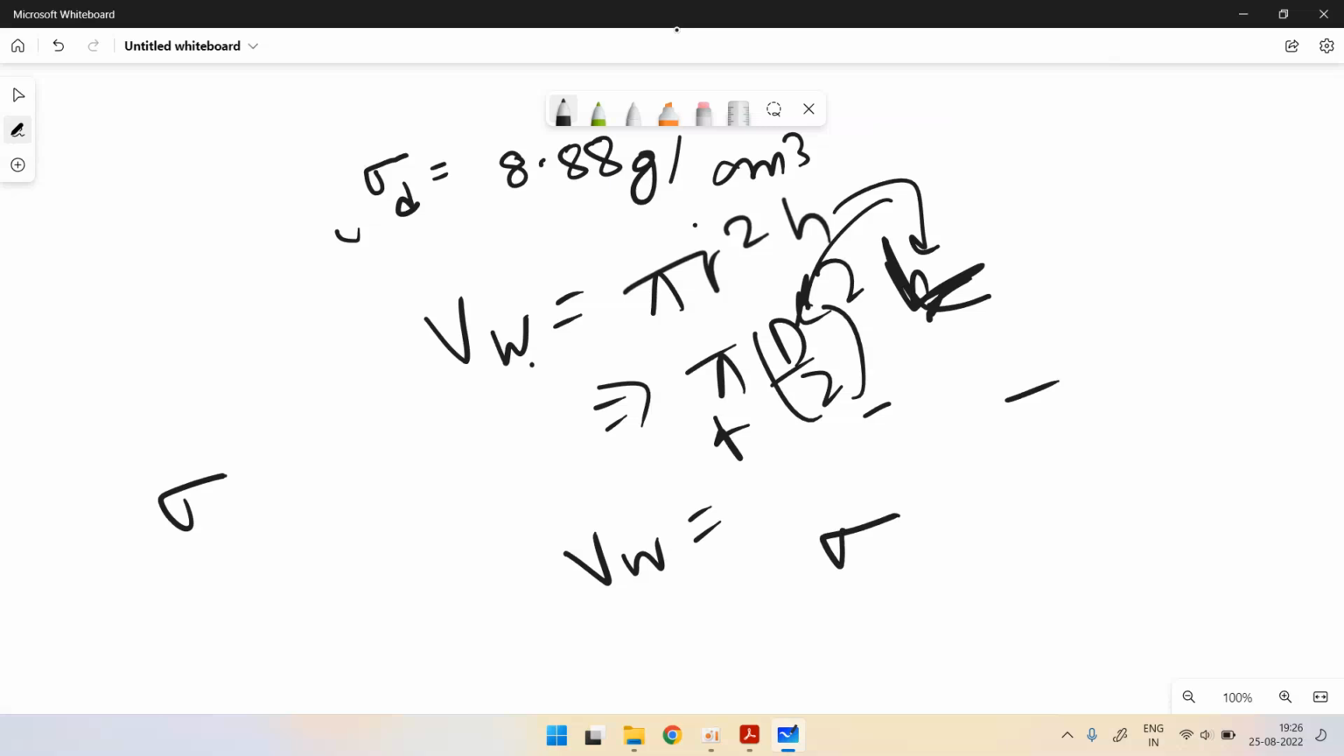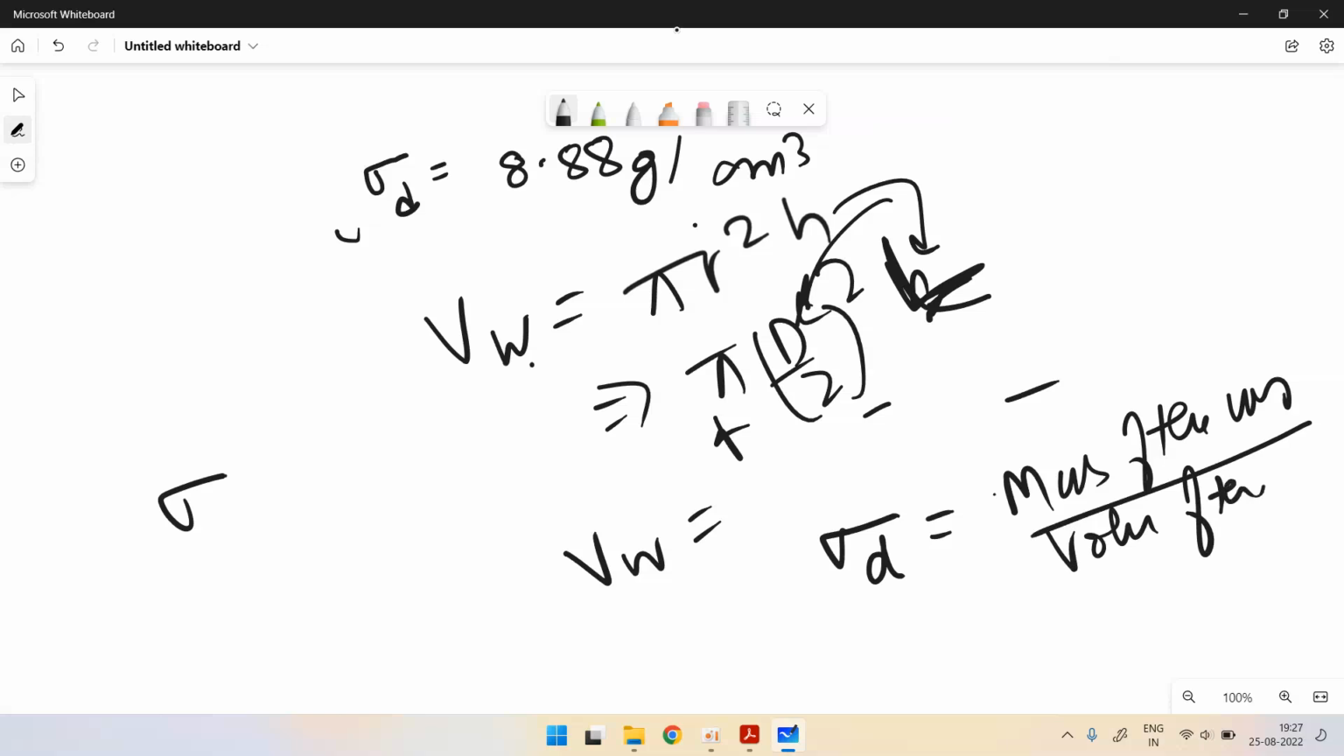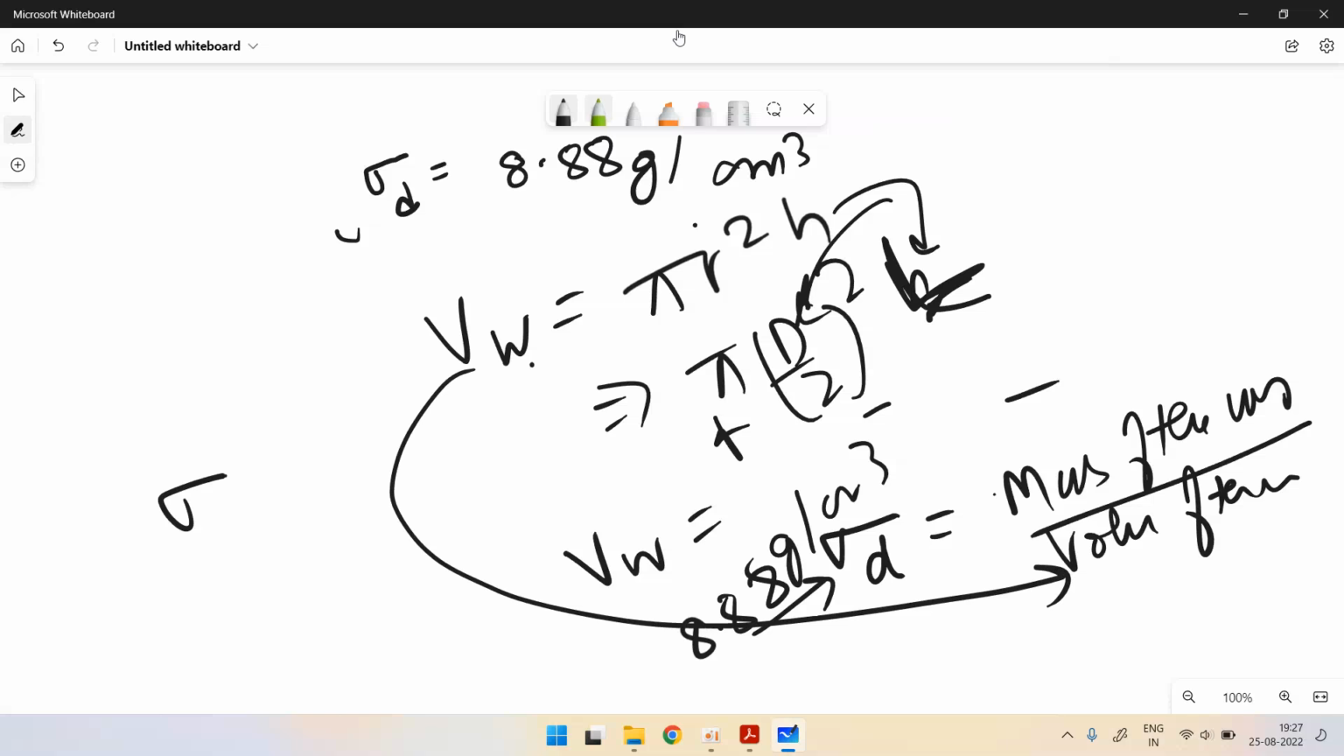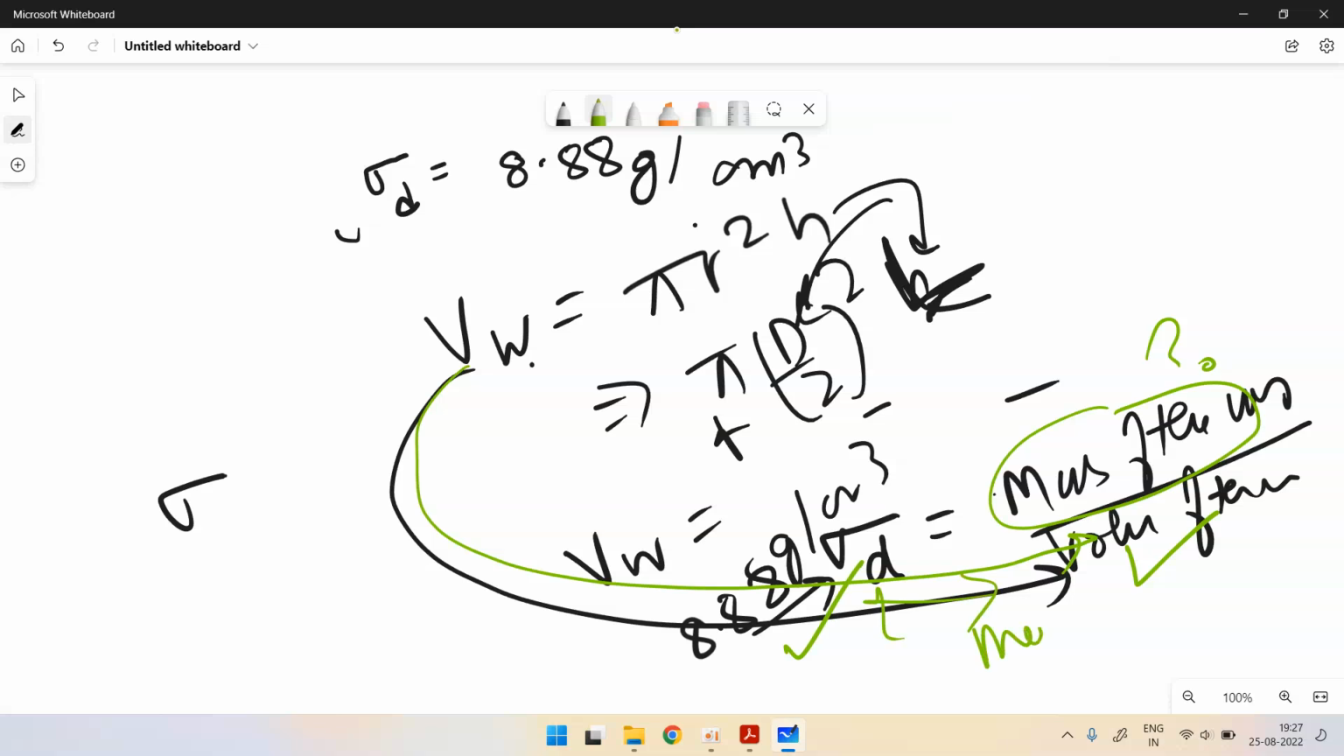Put in the values and you will get the volume. So you know that density is given by mass of the wire upon volume of the wire. This value is given as 8.88 gram per centimeter cube. The volume of the wire you have calculated from here. Multiplying the two, you get the mass of the wire. So easily solve the question and get the answer.